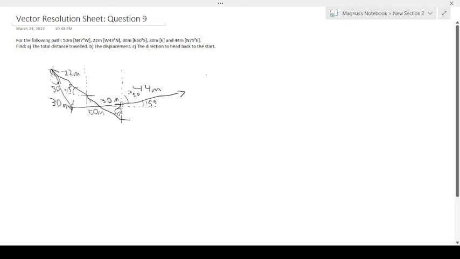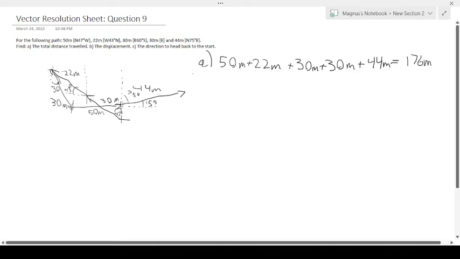Unlike the last video, where we only had 3, we are going to have to do some more calculations. But let's do A first, the total distance traveled. Distance is a scalar quantity, so we can just add the magnitudes of all of these vectors. They're all in meters. So we have 50 meters plus 22 meters plus 30 meters plus 30 meters plus 44 meters, and this will give us the distance traveled, which is 176 meters.